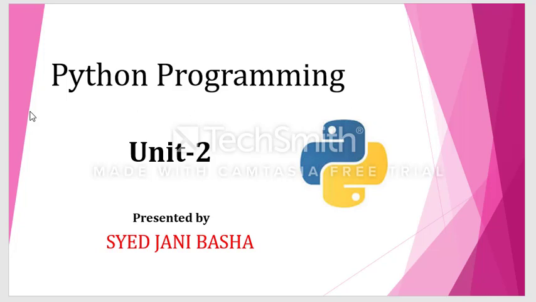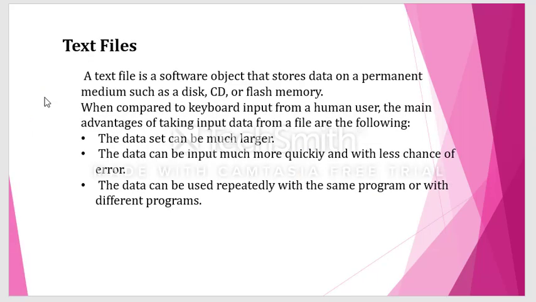Okay, so first of all, we'll try to understand what a text file is. Basically, a text file is a software object that stores data on a permanent medium such as a disk, CD or flash memory. The data in a text file can be stored permanently using a hard disk, compact disk or flash memory.